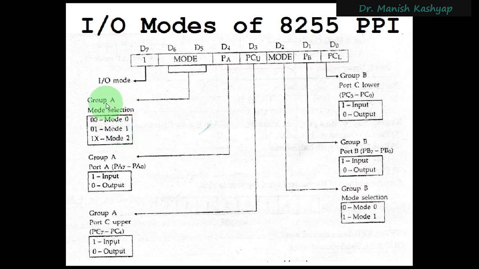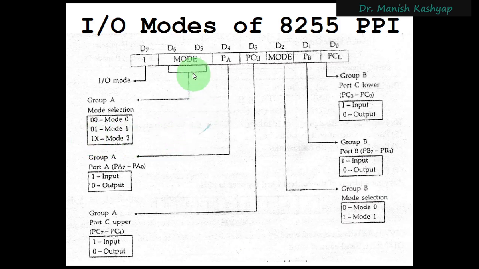So port A can operate in mode 0, mode 1, and mode 2, and port C in mode 0 and mode 1. So for this group A, this mode selection is done by these 2 bits, and the meaning is also written here. This X is don't care, so it can be either 1 1 or 1 0 for mode 2, right?